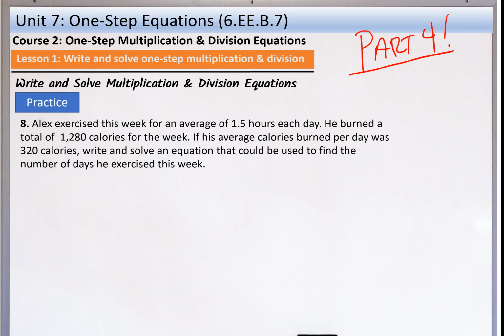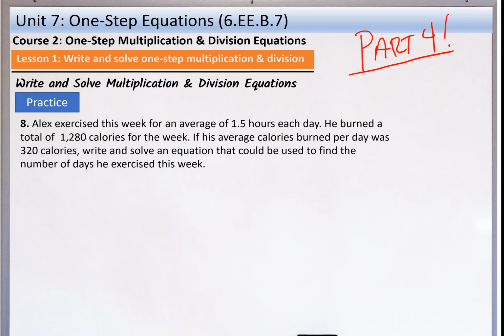All right, number 8. Alex exercised this week for an average of 1.5 hours each day. He burned a total of 1,280 calories for the week. If his average calories burned per day was 320 calories, write and solve an equation that could be used to find the number of days he exercised this week.